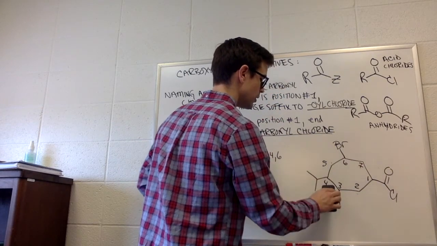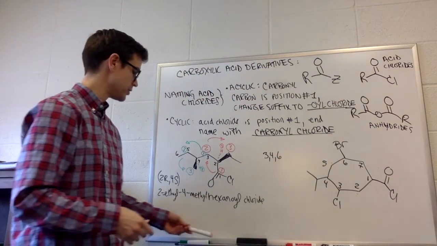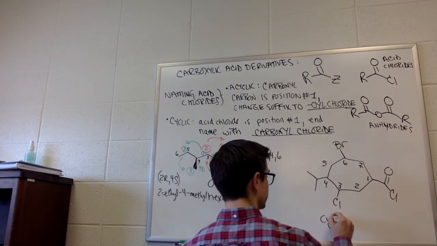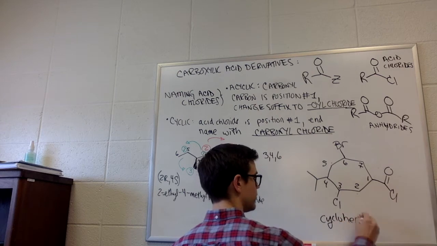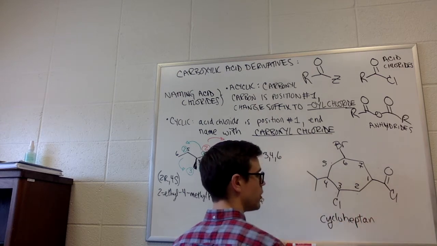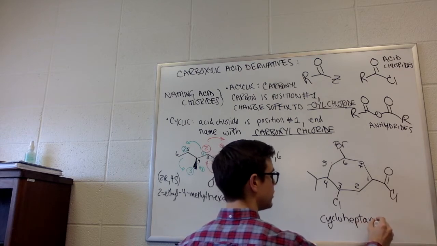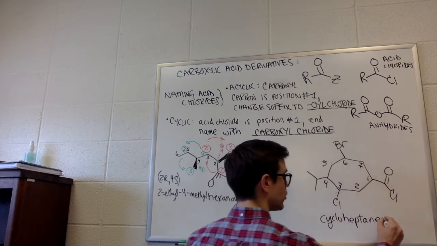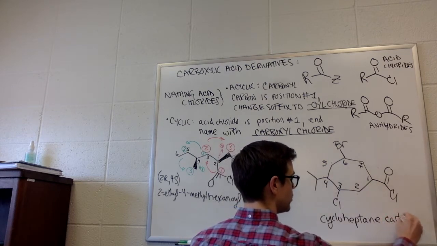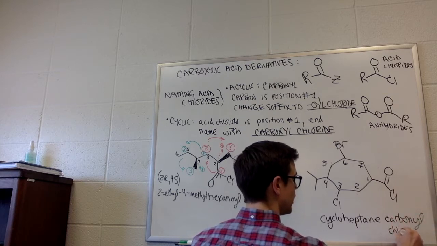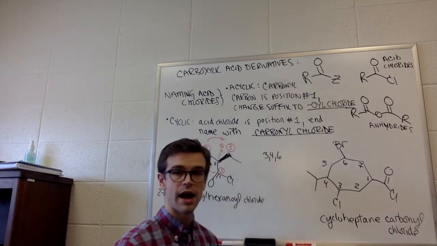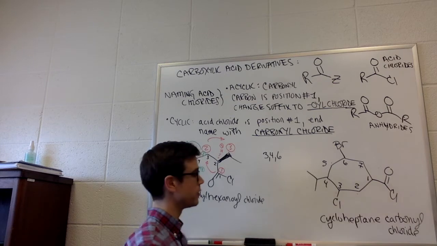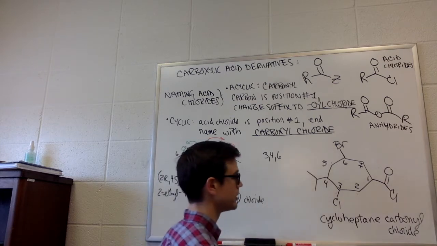Okay, so this ring has 7 carbons in it, so that's going to be cycloheptane. So cyclo because it's cyclic, hept for the 7, AN because there are no alkenes, cycloheptane. And then we number this like a cycloalkane, and then we just add carbonyl chloride to the end. Cycloheptane carbonyl chloride. This could have stereochemistry on it. It is not indicated, so we just assume that it is random. So we don't have to worry about the stereochemistry on this one.